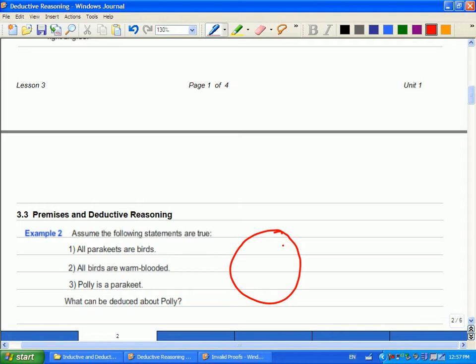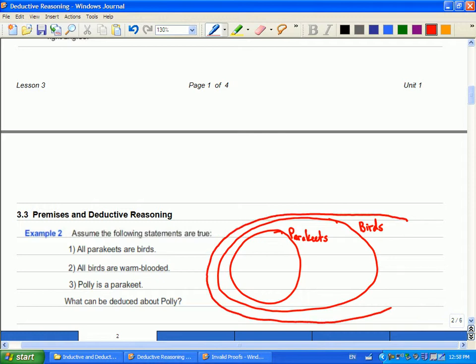I'm going to say that this is for parakeets. And then parakeets are only part of a group of things called birds. And birds are part of the group which is warm-blooded. And Polly is here. Polly is a parakeet. So Polly is within the group of parakeets, within the group of birds, and within the warm-blooded group. That's how we know Polly has all of those things applied to it. Or her, I guess, or him. Or it's a parakeet bird.